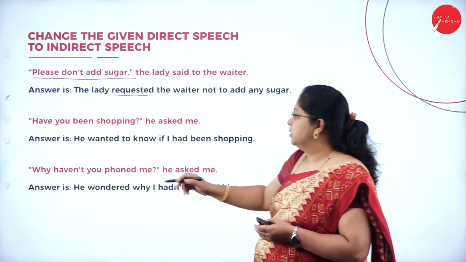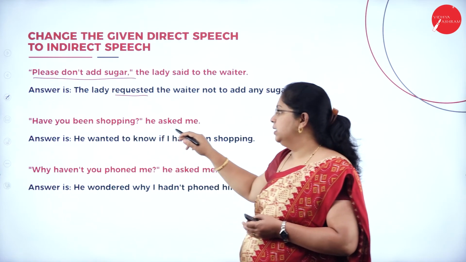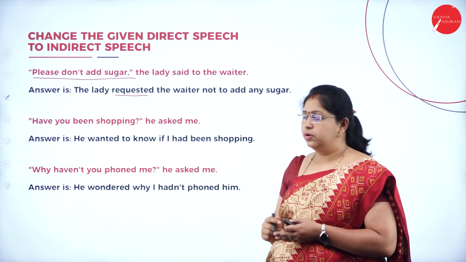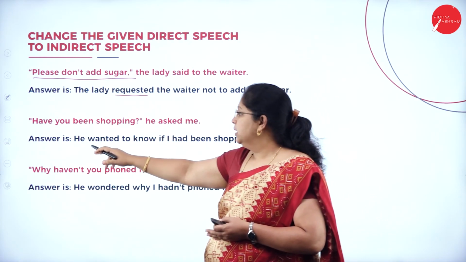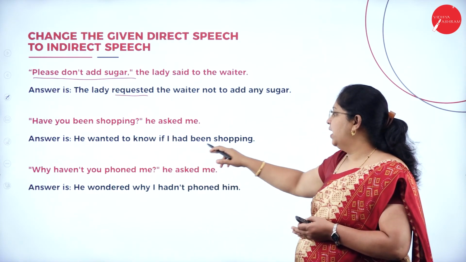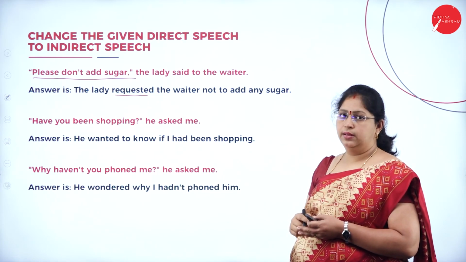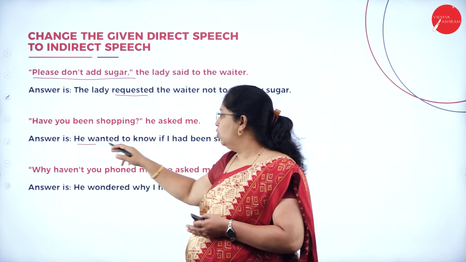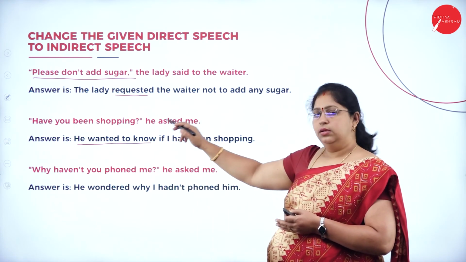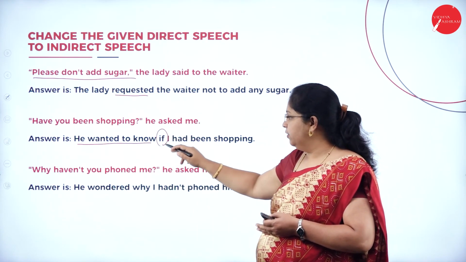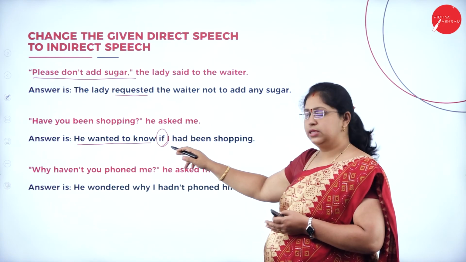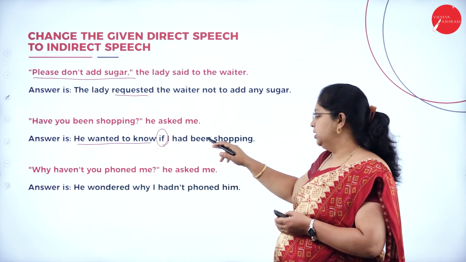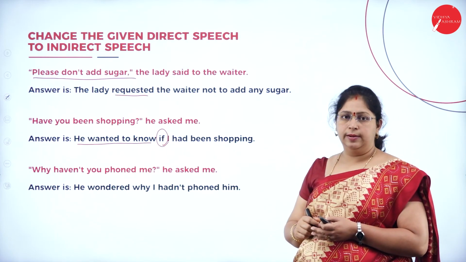Okay, next, "Have you been shopping?" he asked me. This is the question with an auxiliary verb, okay, or the modal. Then he wanted to know if I had been shopping. Okay, here it is a question, right? So he wanted to know, it is a question. So "you" becomes "I" and it has to be in past perfect continuous, "had been shopping."